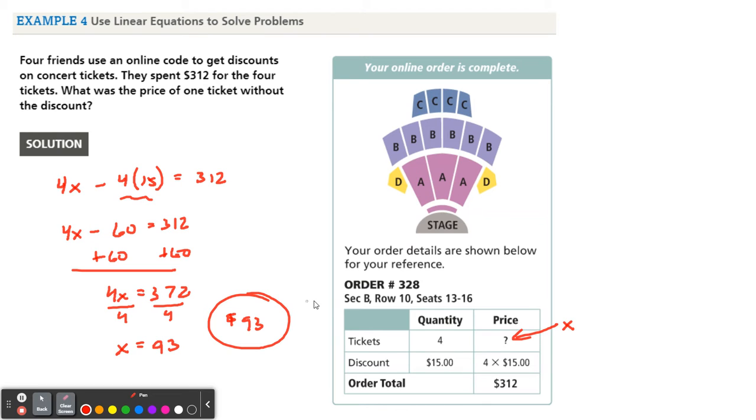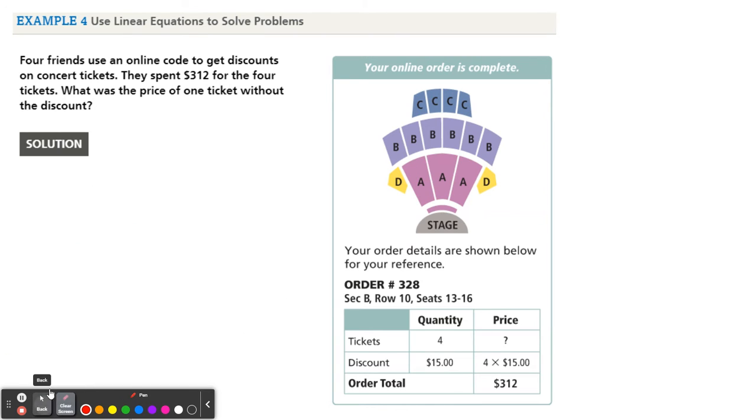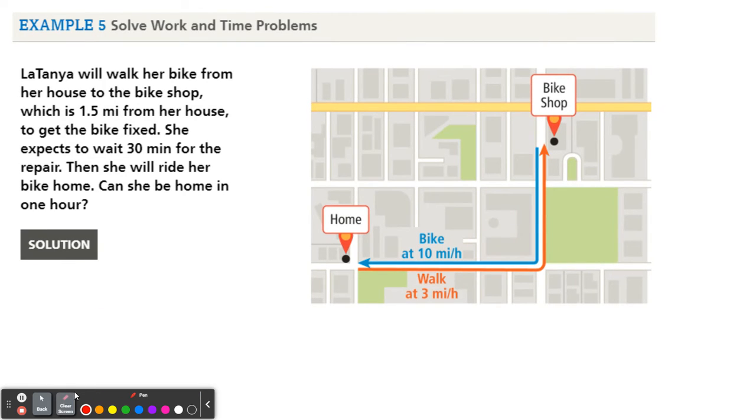Nice. Okay, I only got one more problem, and then this section is done. Awesome. All right, another word problem. I love these word problems. Here we go. Solve work and time problems. It says LaTanya will walk her bike from her house to the bike shop, which is 1.5 miles from her house, to get the bike fixed. Oh, bummer, right? She expects to wait 30 minutes for the repair. Then she will ride her bike home. Can she be home in 1 hour?